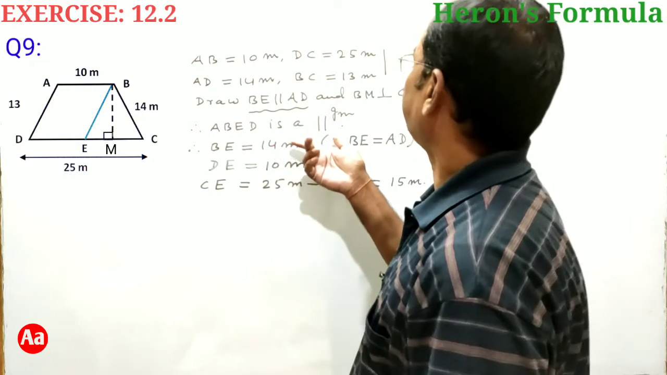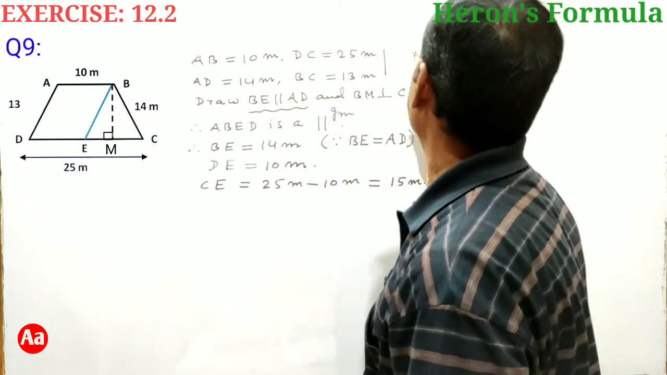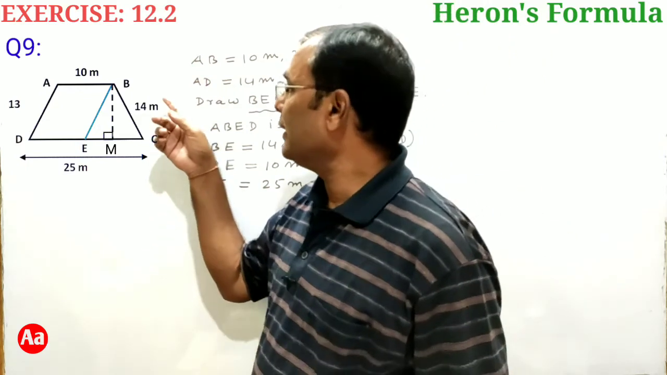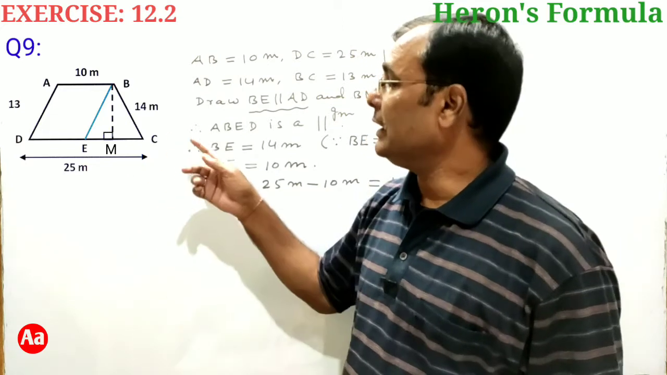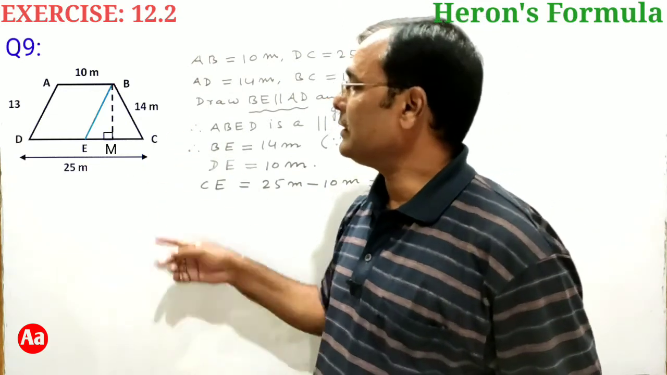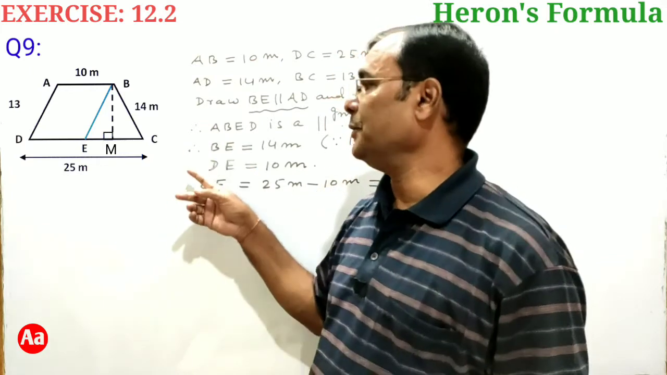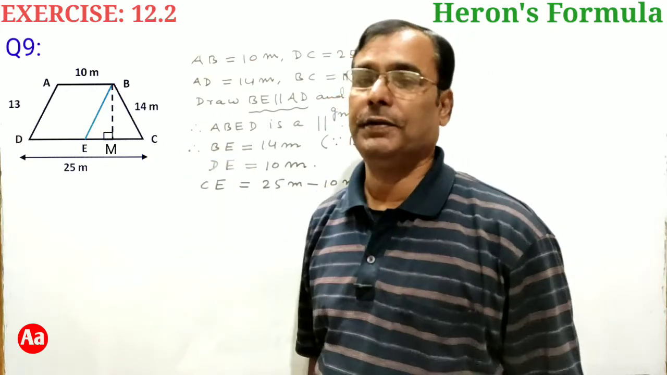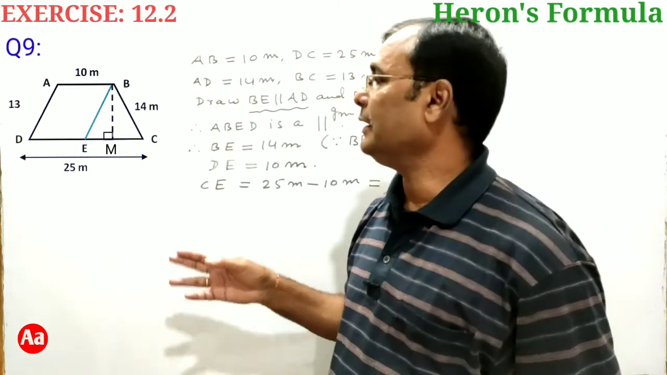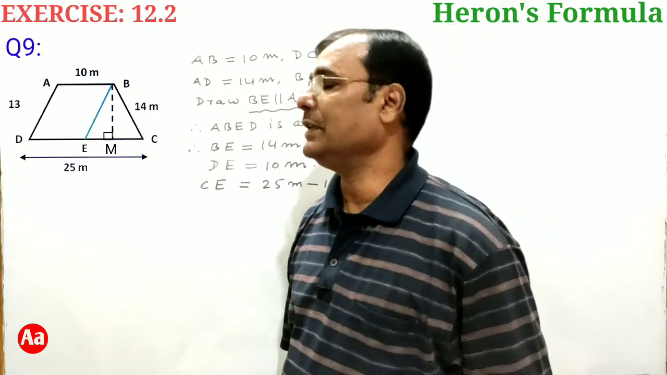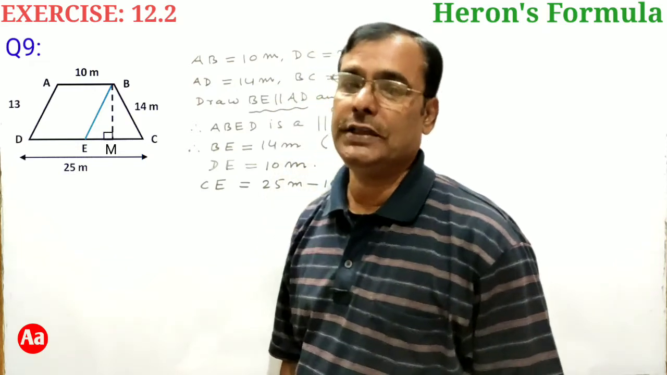We have drawn BM perpendicular to CE. Now see triangle BCE, or we can say BEC. Three sides of triangle BEC are now known to us: 13 centimeter, 14 centimeter and 15 centimeter. Using Heron's formula, we can find out area of triangle BCE. So let's first calculate area of triangle BCE.